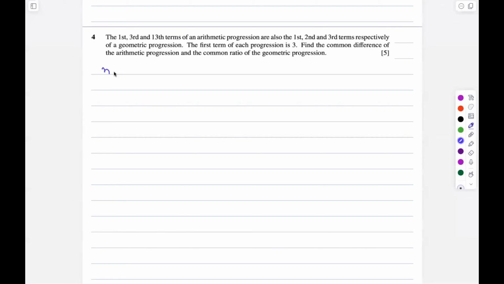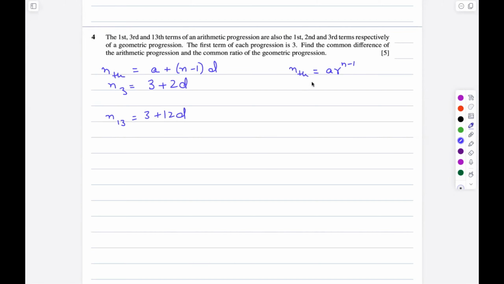Now, we know that the nth term of an arithmetic progression is given by the formula a plus n minus 1 into d. And the nth term of a geometric progression is given as a r to the power n minus 1. Now, a is 3. When we are talking about the third term of the arithmetic progression, this will be 3 plus 3 minus 1 into d, which will become 3 plus 2d. And the 13th term will be 3 plus 13 minus 1, which is 3 plus 12d.